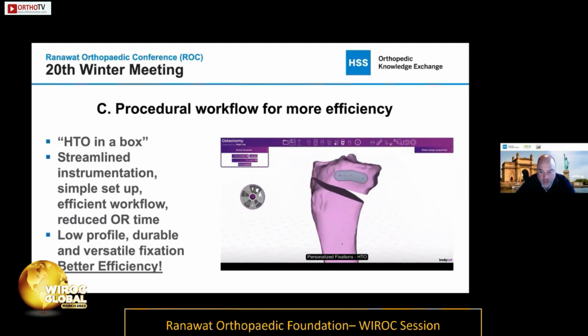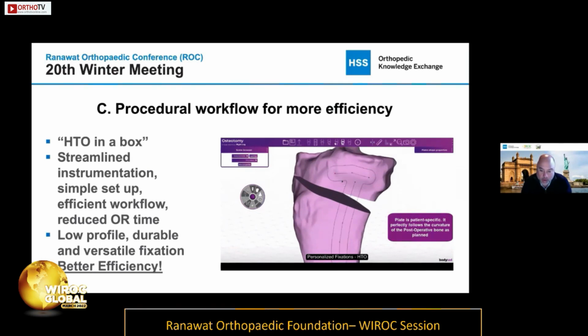And in this scenario, I can personalize my fixation to what I want, where I want to put the plate. Am I a medial plater? Am I an anterolateral plater? Am I working around old hardware? Am I working around an ACL tunnel? I can really contour my fixation to what I need to do.